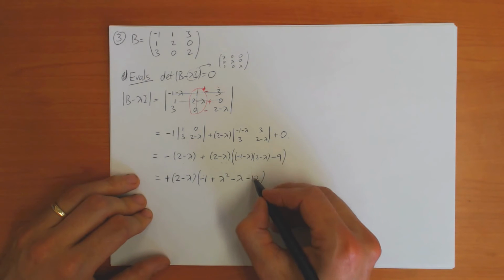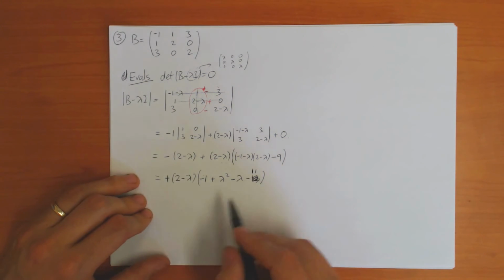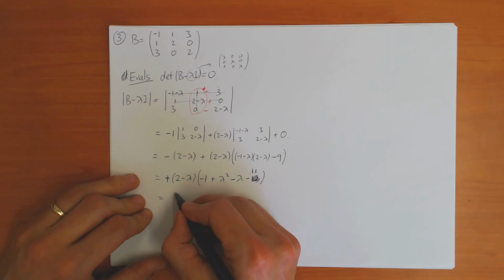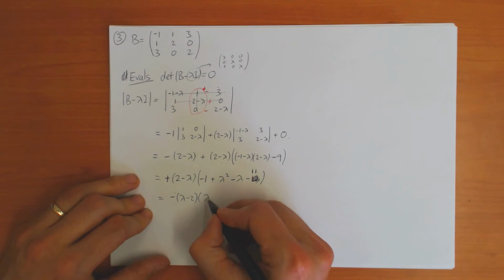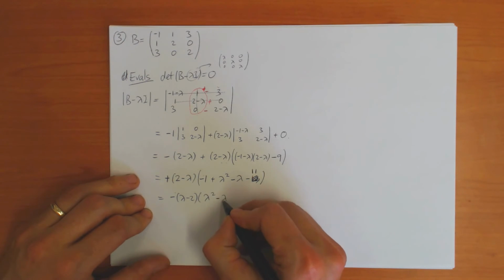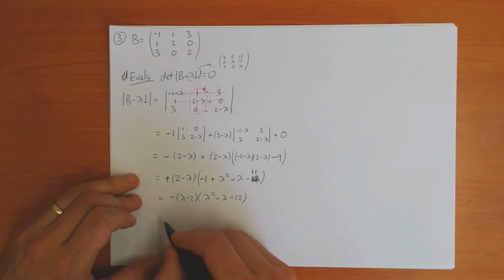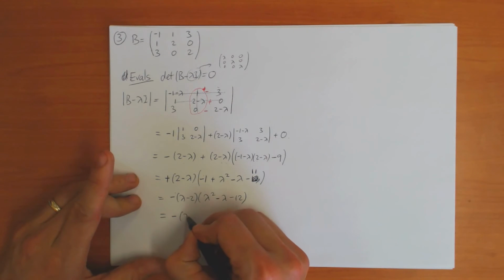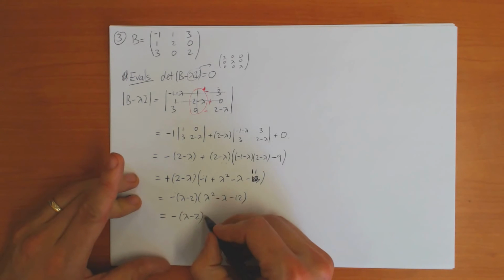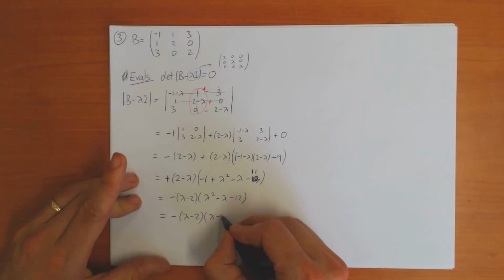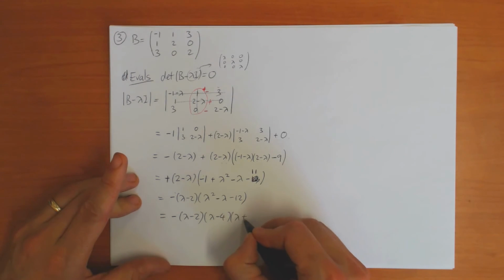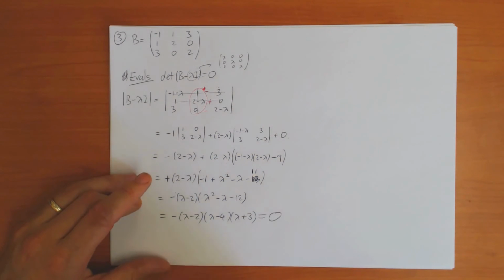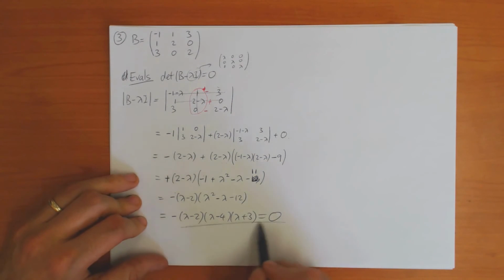No, sorry, minus 2 minus 9 is minus 11. That would be helpful if I can do that correctly. Okay, so this is minus lambda minus 2, lambda squared minus lambda minus 12. Okay, and luckily this factorizes again. Not luckily, I chose it that way. Lambda minus 2, lambda minus 4, lambda plus 3. Okay, so this is equal to 0. That's your characteristic equation again.